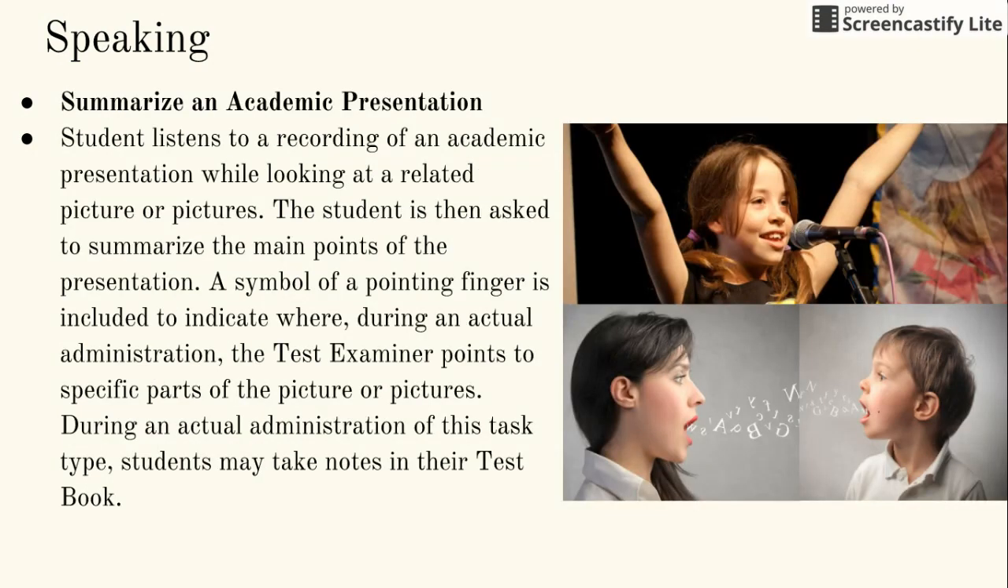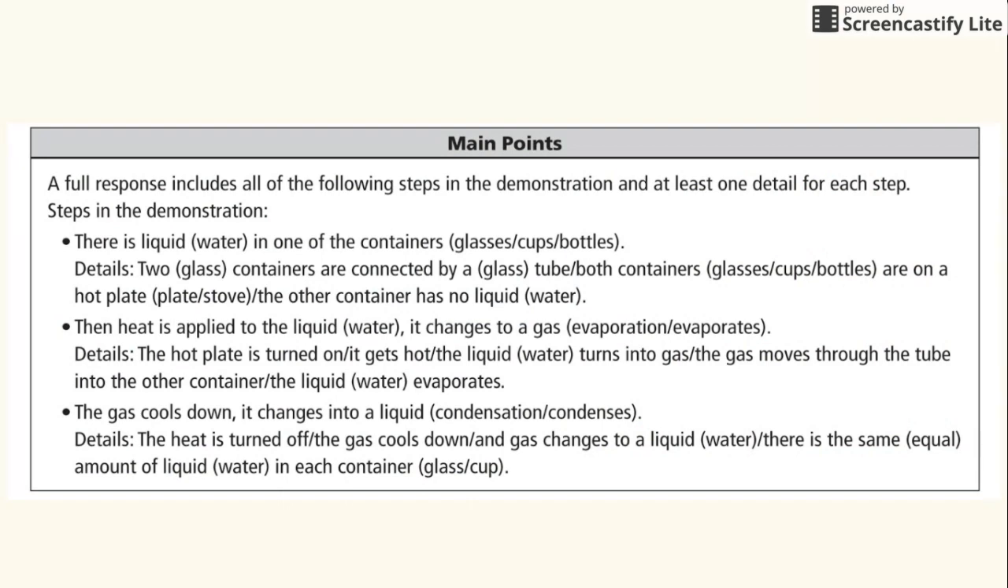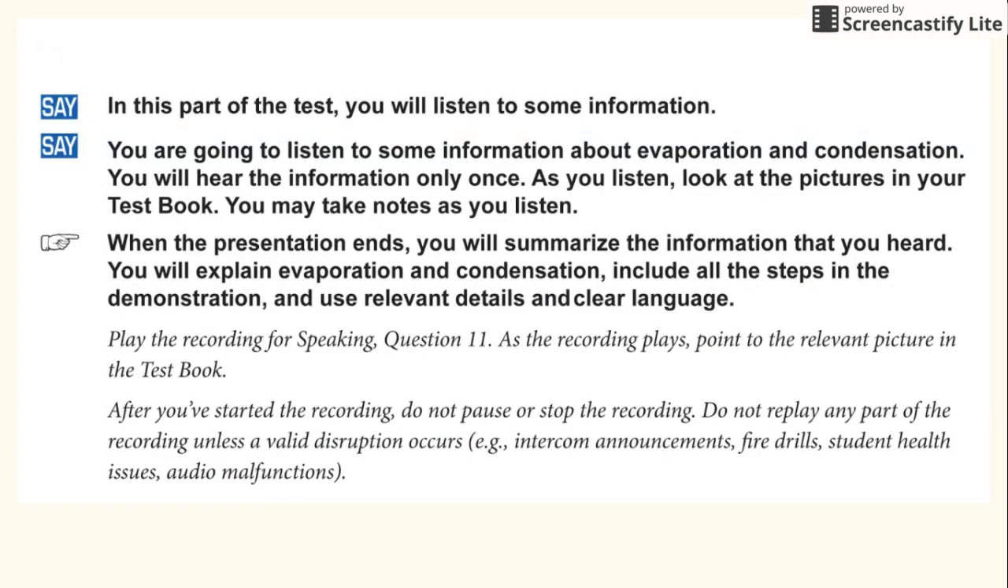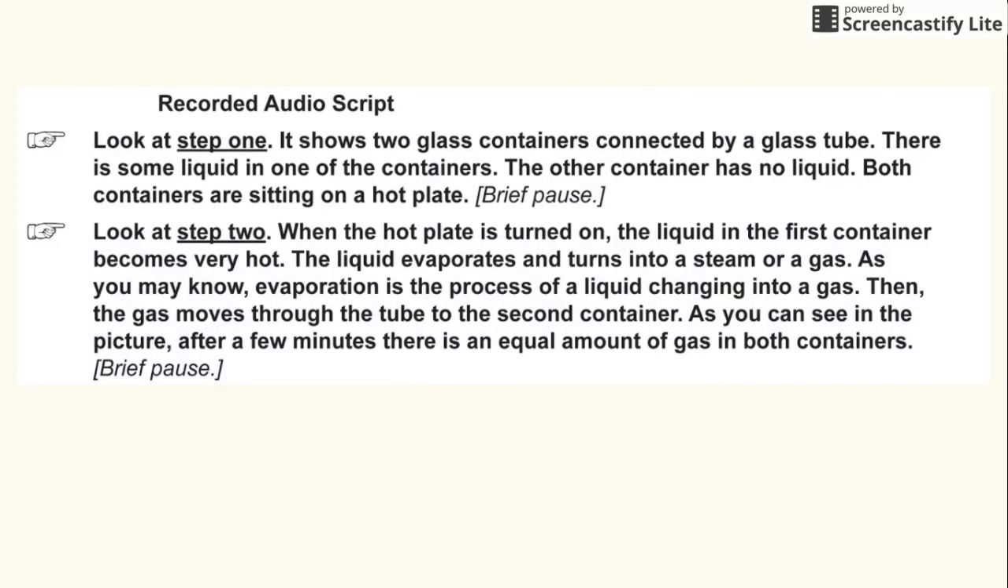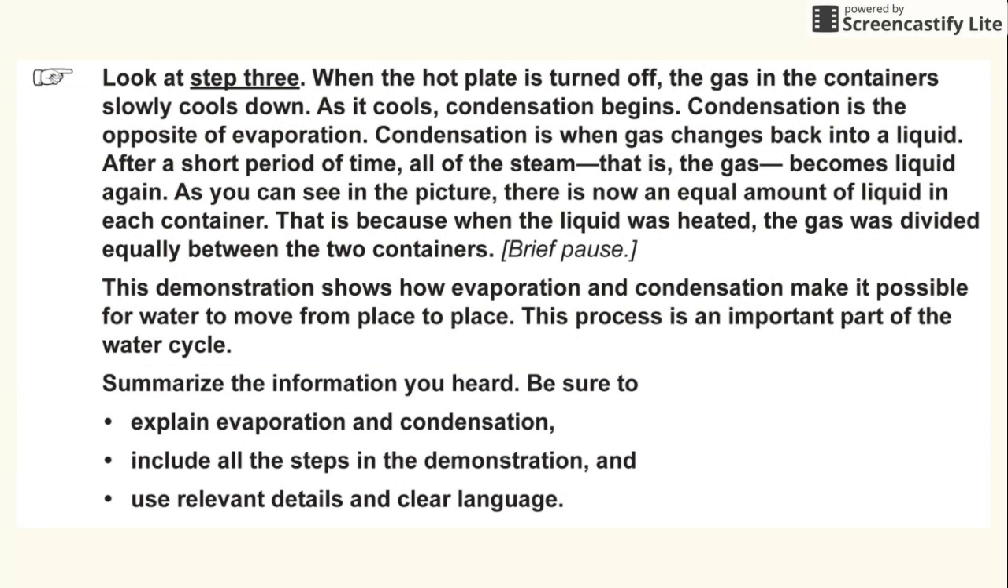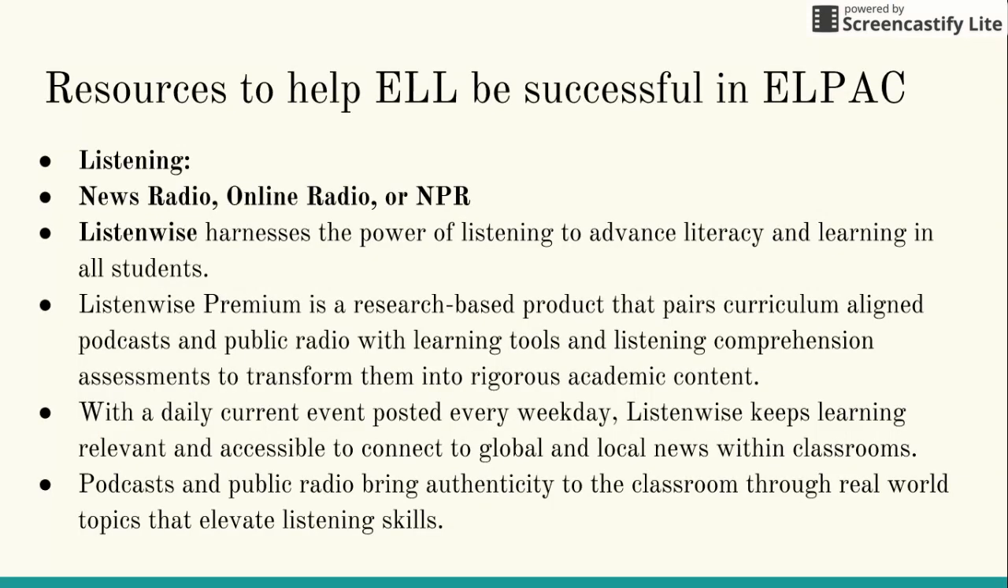Summarizing academic presentation. Here's the main points. In this part of the test, you will listen to some information. Evaporation and condensation cycle. Recorded audio script. The steps you need to take: summarize the information you heard. Be sure to explain evaporation and condensation. Include all the steps in the demonstration and use relevant details in clear language.